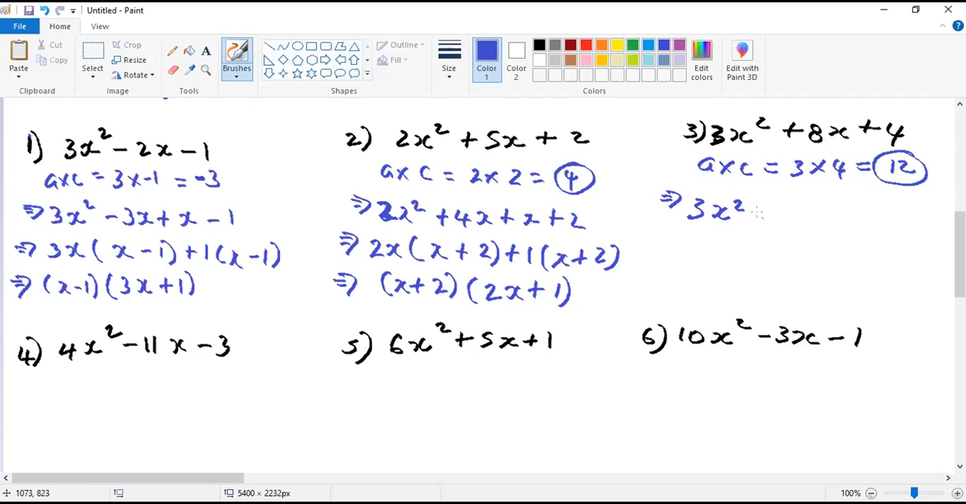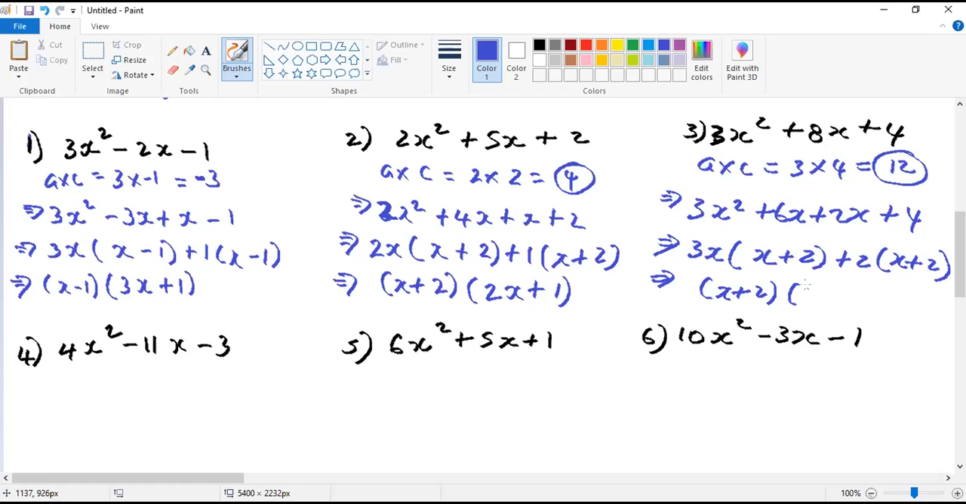So we have 3x squared, 6x plus 2x plus 4. And we can factor now. So this is 3x, x plus 2, and then we have 2 and then x plus 2. So that part not so challenging. So we're going to x plus 2, and then we'll have 3x plus 2. Are you there so far? Yes, sir. Good. So let us scroll down a little.